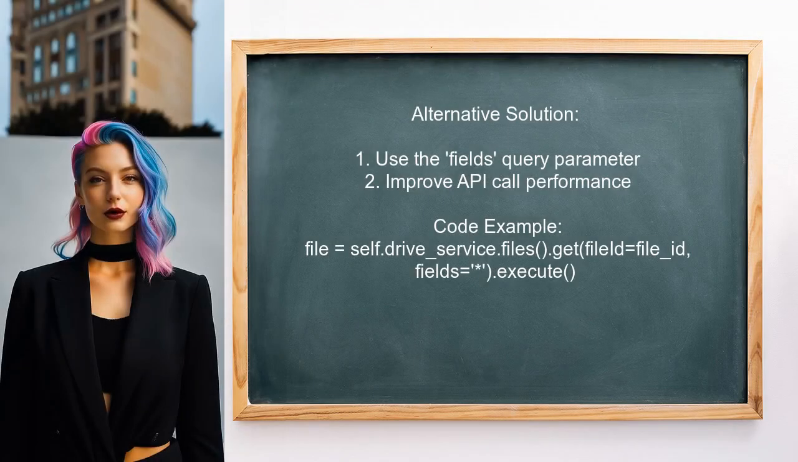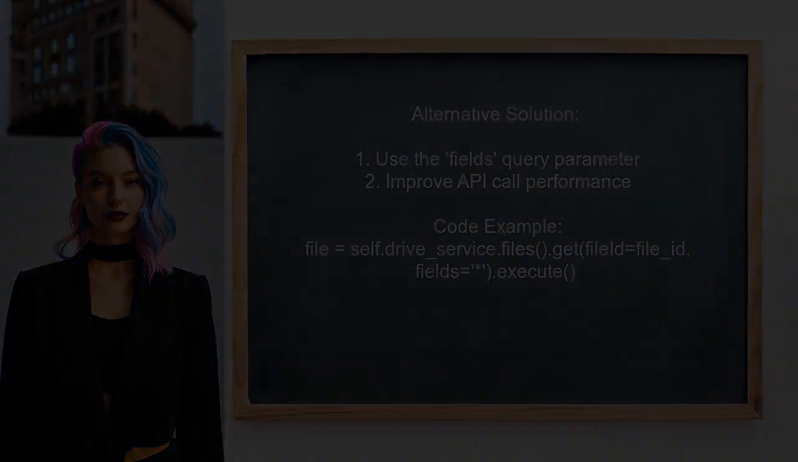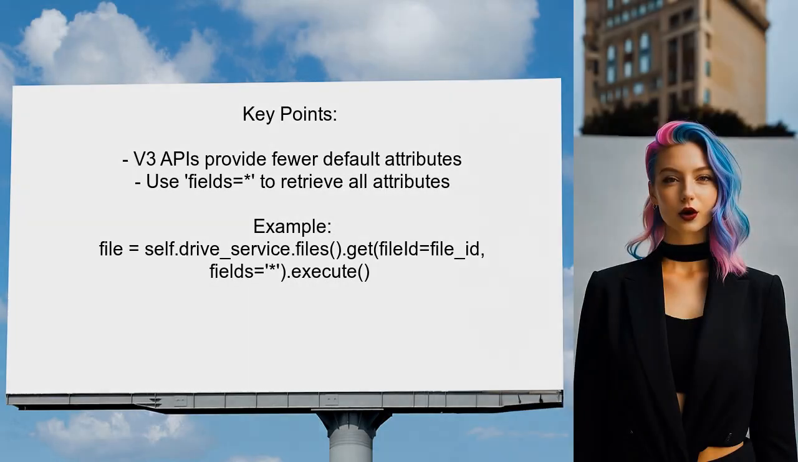This user suggests that you may be missing the fields query parameter when retrieving file metadata. This parameter allows for a partial response, which can enhance API call performance. They also note that in the newer v3 APIs, the default response includes fewer attributes compared to the v2 APIs. To get all attributes, simply pass fields equals star in your request.